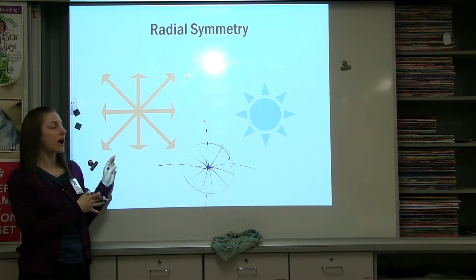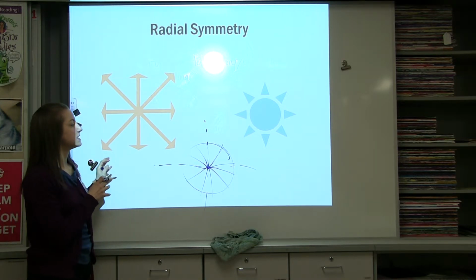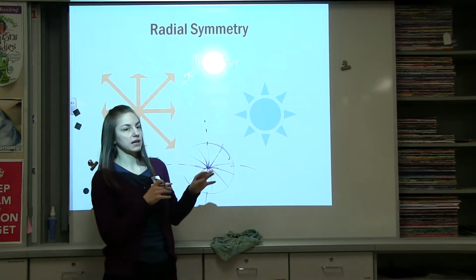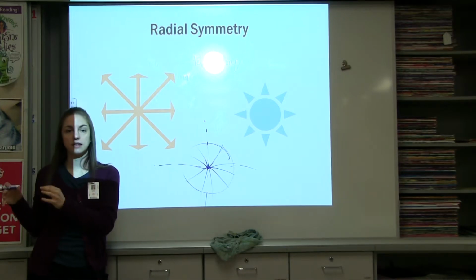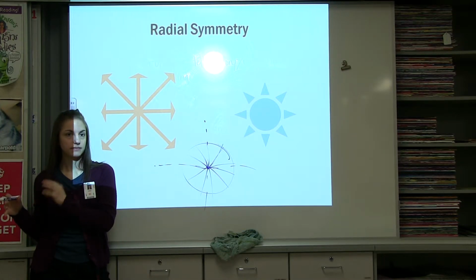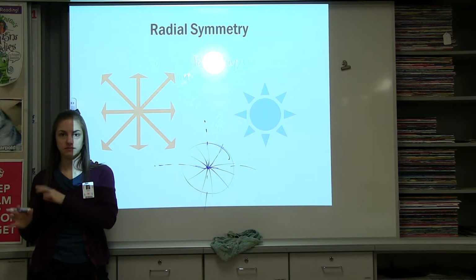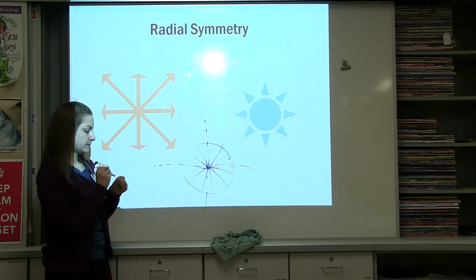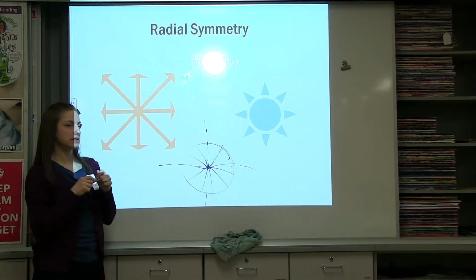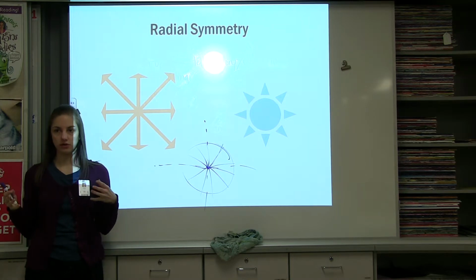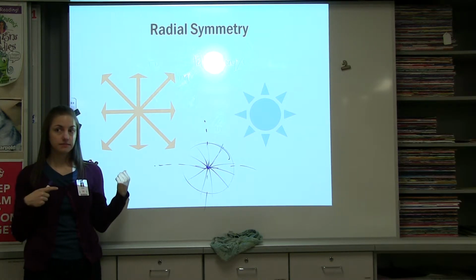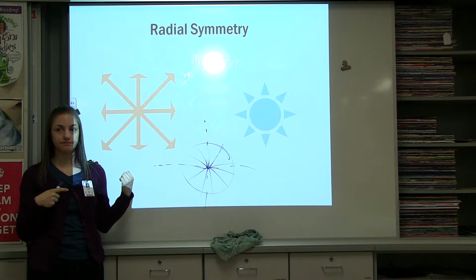Because here's the caveat with this one. People tend to think that just because something has a circle, it is radially symmetric. Don't fall into that trap. Big step over that one. Just because it's a circle does not necessarily mean that it is radially symmetrical. Make sense? Questions on radial symmetry?